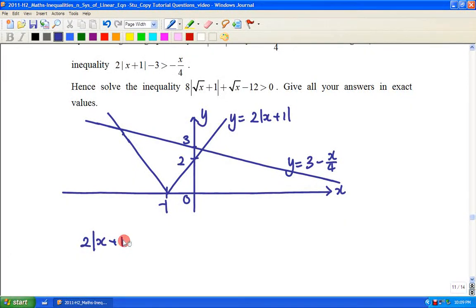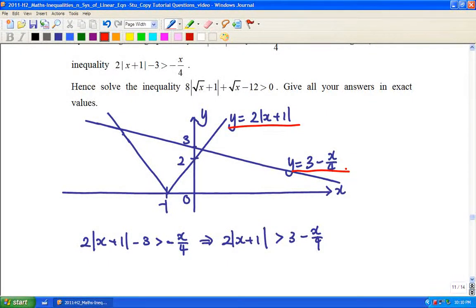To actually use the graph to solve, we will need to first manipulate so that we can see the equation appearing on each side of the inequality. So what we'll get is 2 multiplied by modulus of x plus 1 is greater than (3 minus x) over 4. In other words, we want to see the intervals of values of x for which the graph of y equals 2 times modulus of x plus 1 is above the graph of y equals (3 minus x) over 4. To do this, we will need to find the points of intersection.